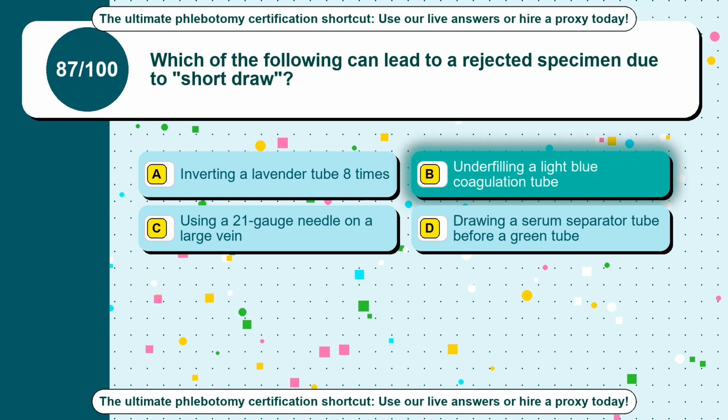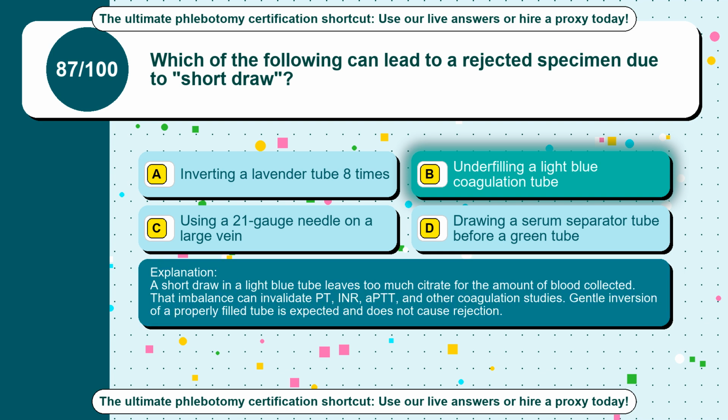The correct answer is option B, underfilling a light blue coagulation tube. A short draw in a light blue tube leaves too much citrate for the amount of blood collected. That imbalance can invalidate PT, INR, APTT, and other coagulation studies. Gentle inversion of a properly filled tube is expected and does not cause rejection.